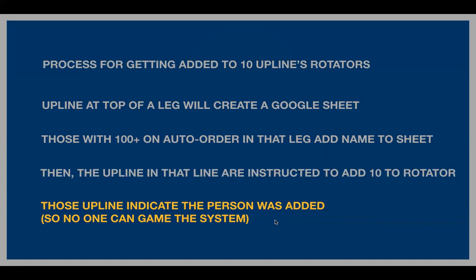So, things are happening. Then you're responsible for making sure those 10 people are on auto order and are doing what they're supposed to be doing, or you pull them from your marketing rotator and put someone else in there. Okay. And we'll talk more about this. But that's how that basically goes down.